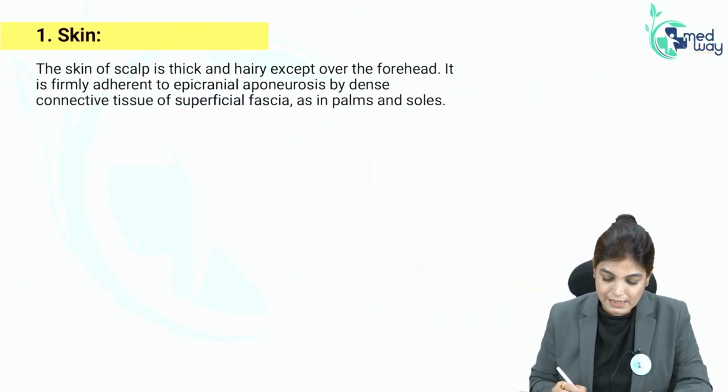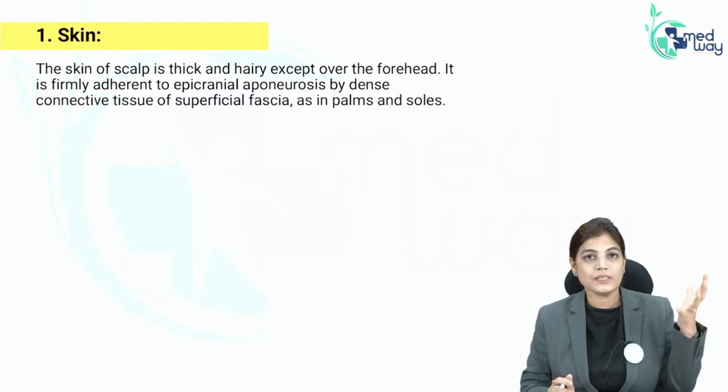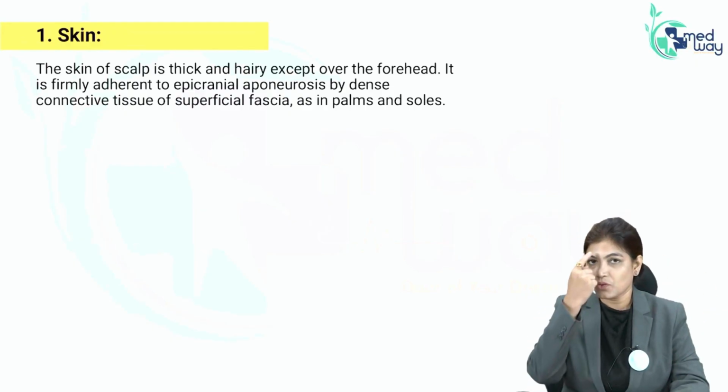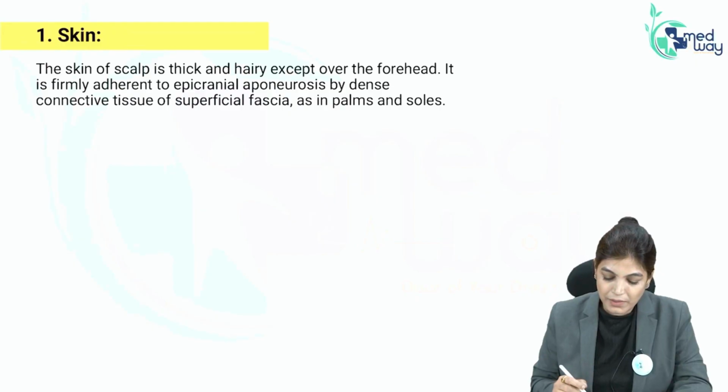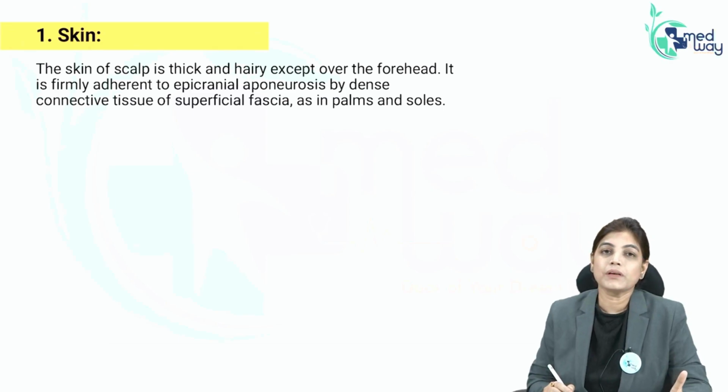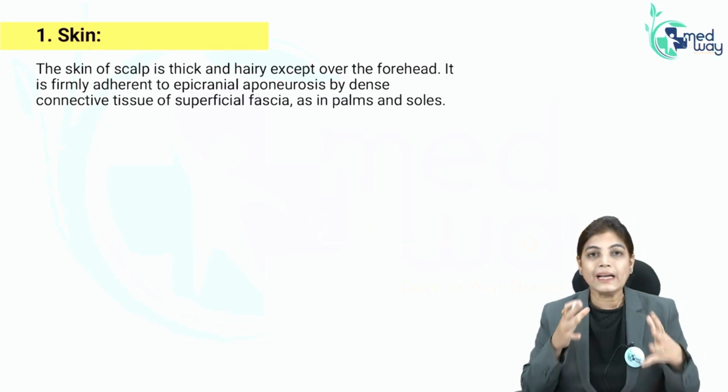So the first layer is the skin, and as I told you, the whole of the scalp, you can see, is covered by hairs. So it is having hair except over the forehead. Actually it is firmly adherent. So the skin of the scalp is thick, hairy, though it is not very hairy if you compare it on the forehead. It is firmly adherent.